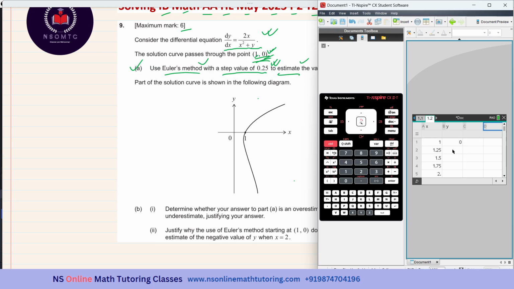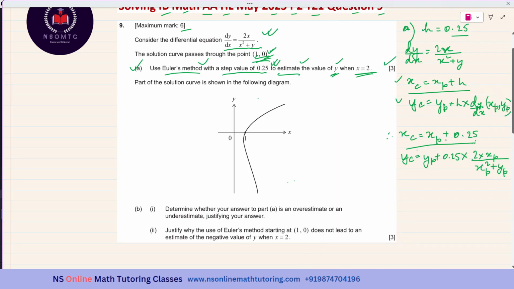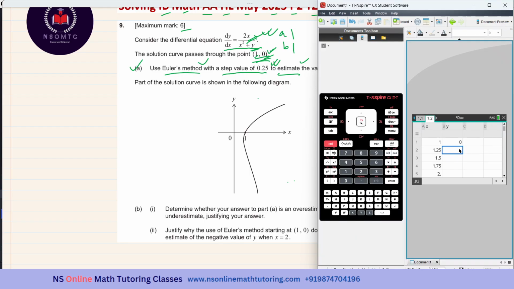Now we come to the B2 cell. We will be getting the corresponding y values. What is the YC formula? YC formula is YC equal to YP plus 0.25 times this dy by dx expression, and in place of x, it will be xp, which is stored in the E1 cell. And for y, it will be yp, which is stored in the B1 cell. So we will be entering a formula.